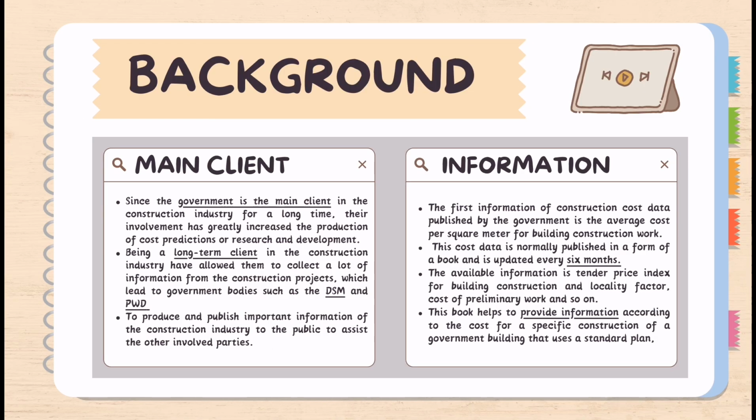These are the examples of tender or contract documents and bills of quantities. The example contained in this source has the preliminary works, specifications, the tender's terms and conditions, list of prices, and many more that are related. Government is the main client in the construction industry, and over the years, its involvement has increased, whether in the production of cost predictions or in research and development.